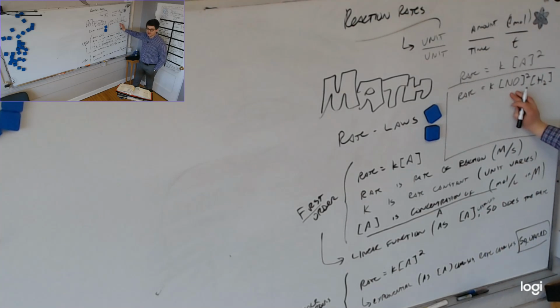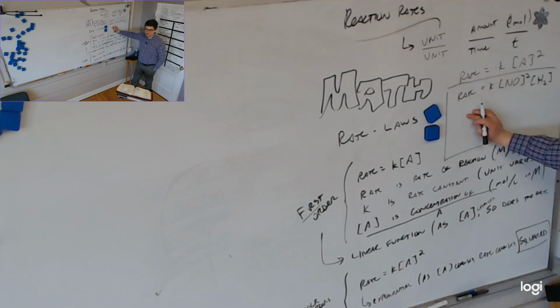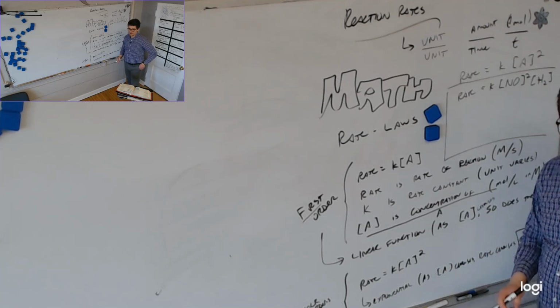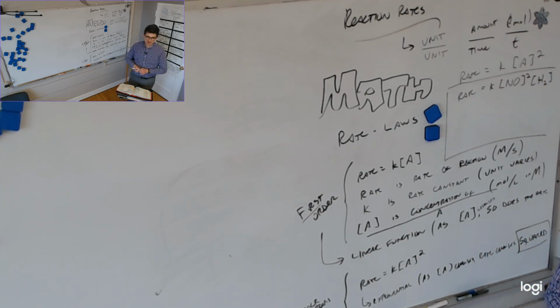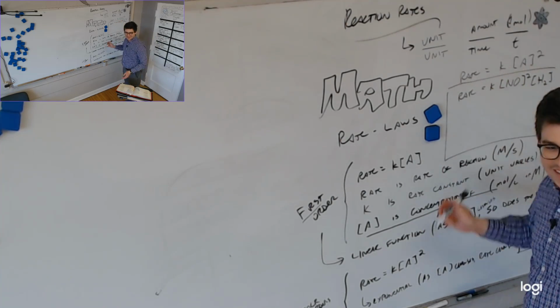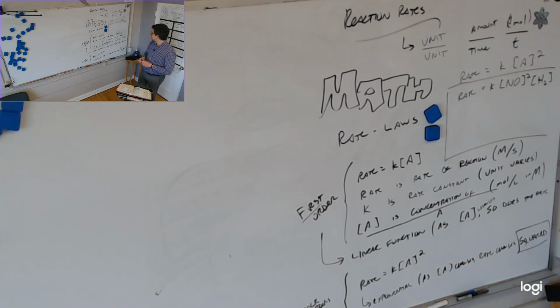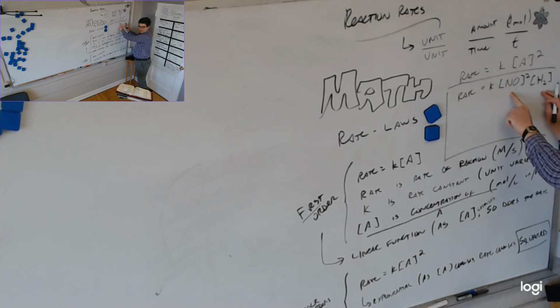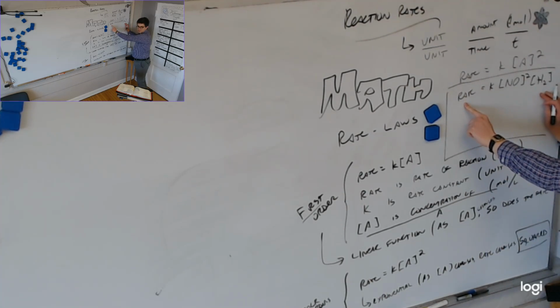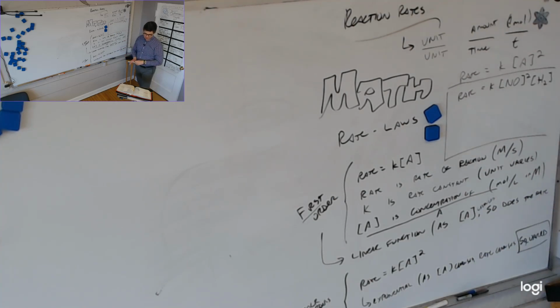If I triple NO, the rate is 9 times. Yes, exactly, that's right. Say that again, that whole little chunk that you said just now. If I triple H2, the rate triples. If I triple NO, the rate multiplies by 9.